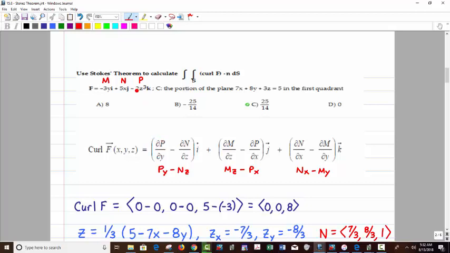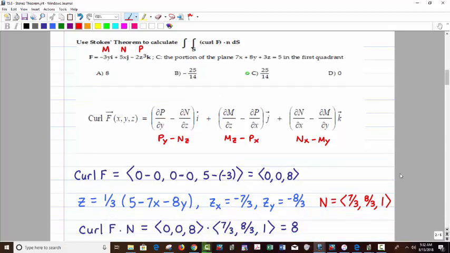Partial of p with respect to y, no y, that's 0. N with respect to z, no z, 0. Middle one, m with respect to z, 0. P with respect to x will be 0. Finally, we'll get some numbers here. N, the middle one, with respect to x will be 5. And then m with respect to y would be negative 3. So it's 5 minus a negative 3. So the curl is the vector 0, 0, 8.